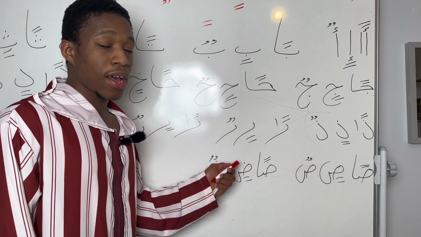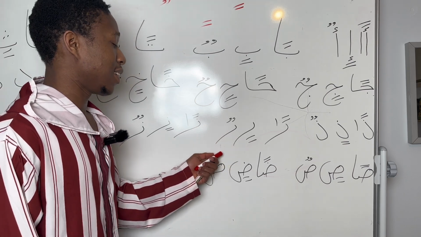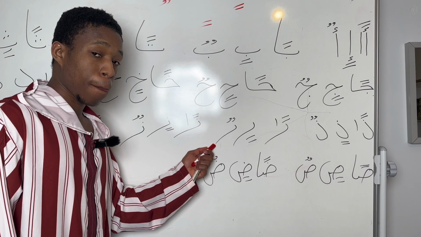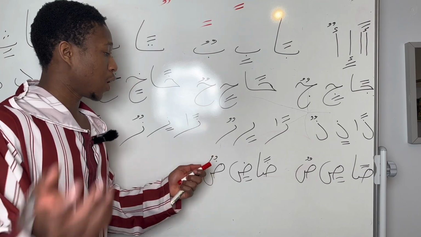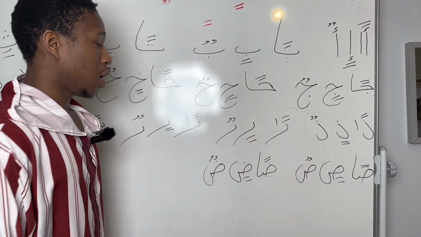Ra kasratan rin. Don't say rain. No, just say rin. Okay. Make that one light. The last one. Good. Ra dhammatan run. Now let's join them. Run, rin, run. Allahumma barik.